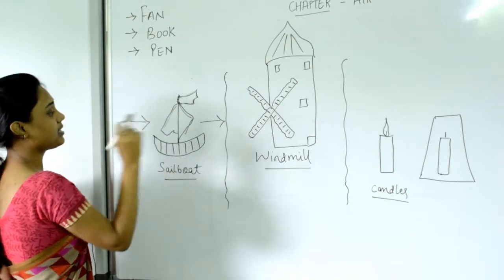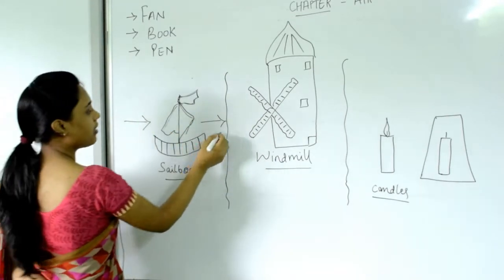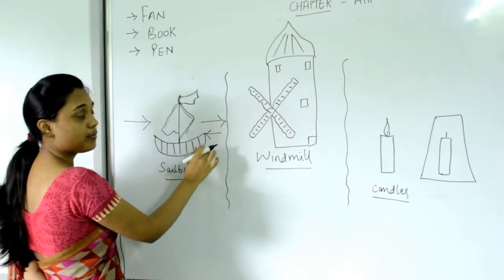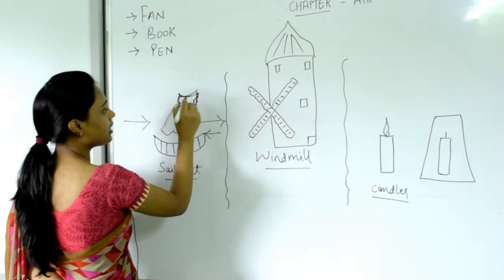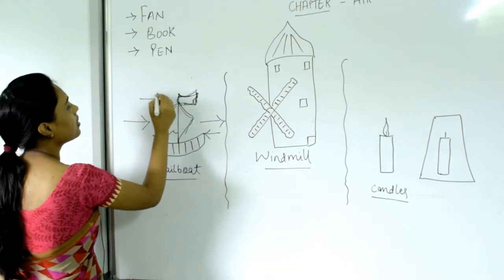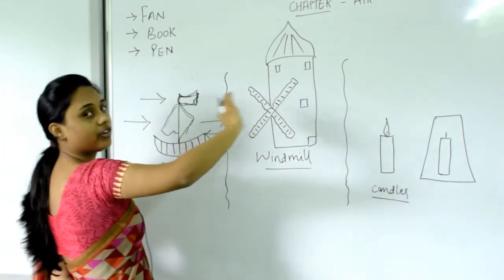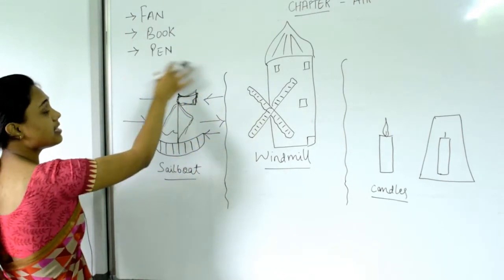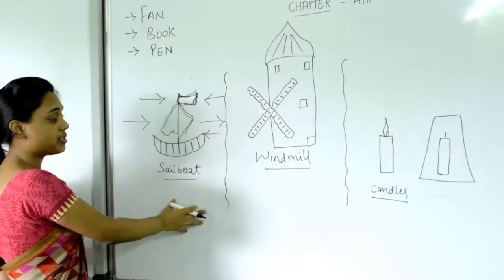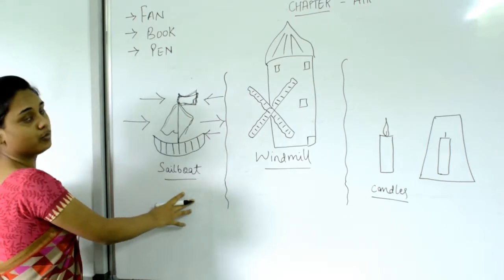If this sailboat is getting air from this side, okay? From this side, it will move to this. This cloth will get the air. If it is getting air from this side, it will move in the front way, and if it is getting air from this side, it will move this way. So this is how a sailboat moves. A sailboat needs air to move.